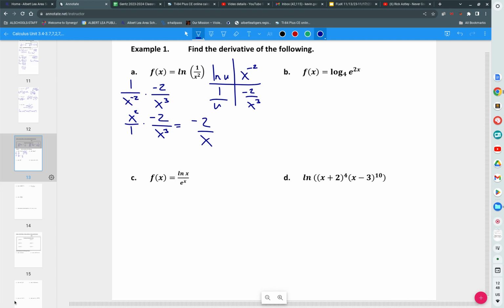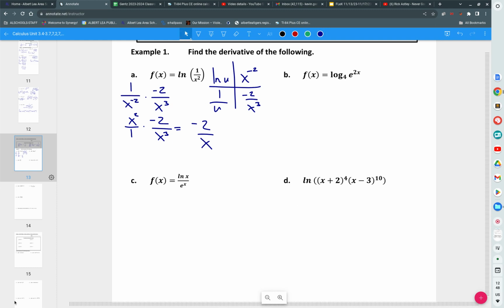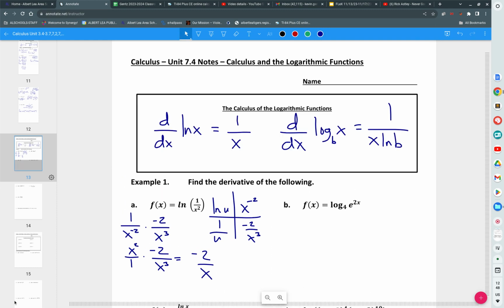Yes, sir. Why is the natural log 1 over u? So it is that because we defined it to be that way. The derivative of the natural log of x is 1 over x. If you want to see the proof, it's a good 35-minute proof. We won't go down that path. I could give you a video if you want. Should I shoot it your way?